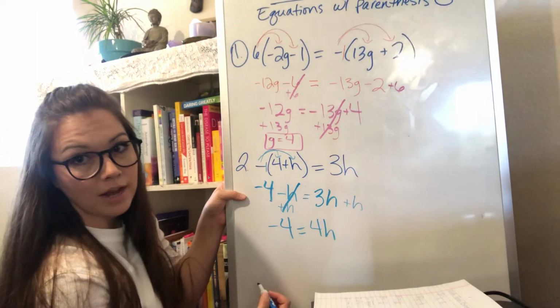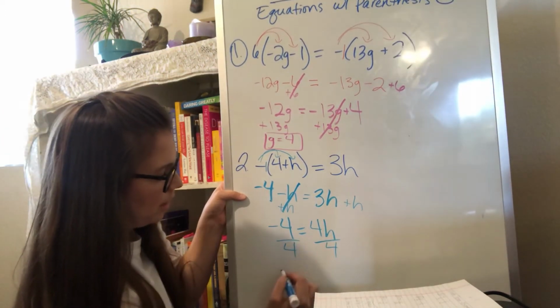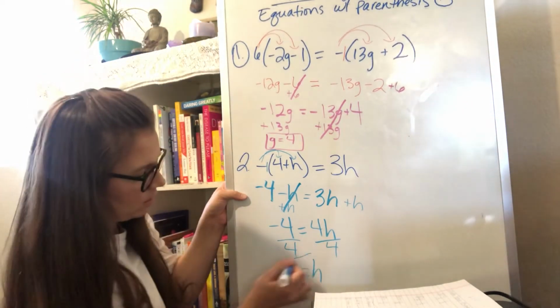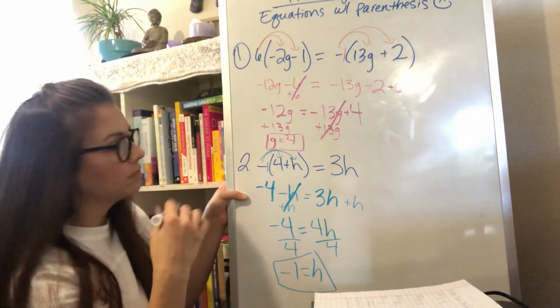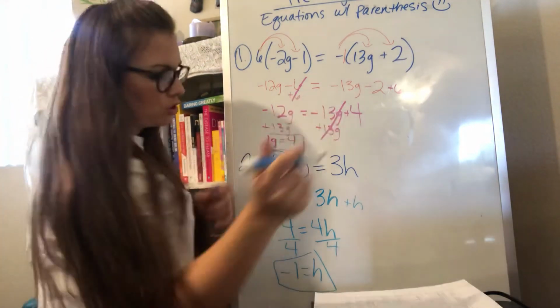Okay, now I just divide by 4 on both sides, and I get negative 1 equals h. Can you see that far down? Yes, you can. Okay, negative 1 equals h, or h equals negative 1. That's all it is. So when you see the parentheses, you're just distributing.